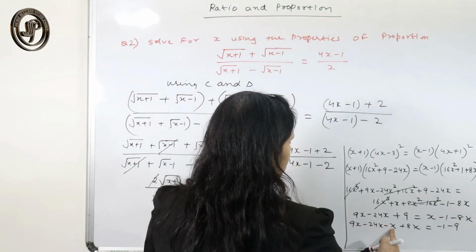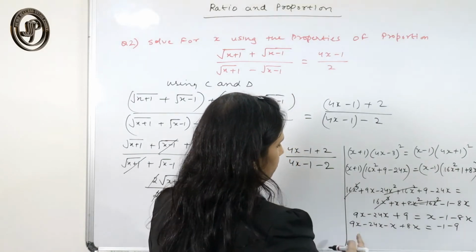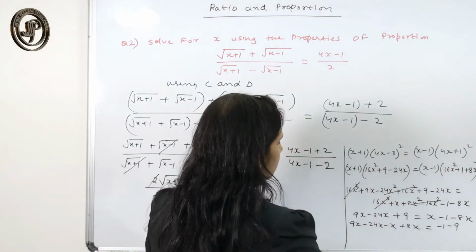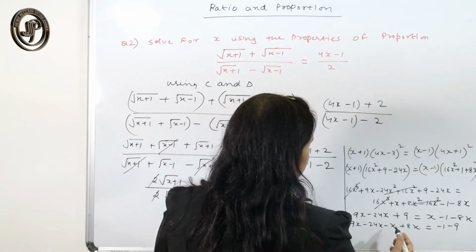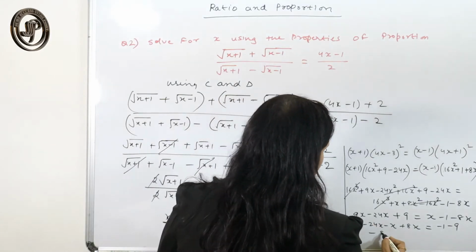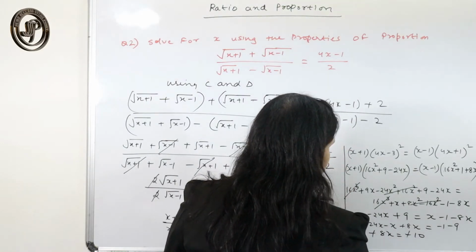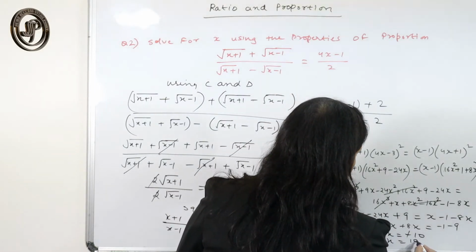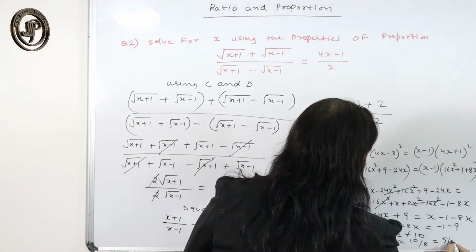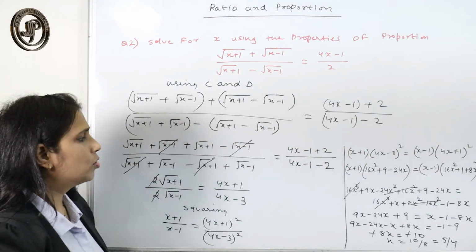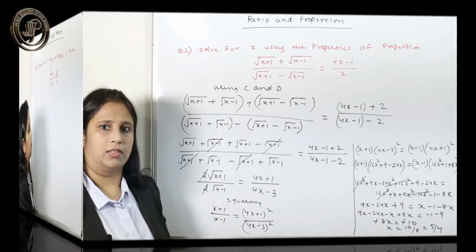8x plus 8x or 16, plus 8x and 8x. 16 plus 16 minus 24. So minus 8x equals minus 10. Minus minus cancel out. So x will be 10 by 8, which is equal to 5 by 4. So that will be the answer.